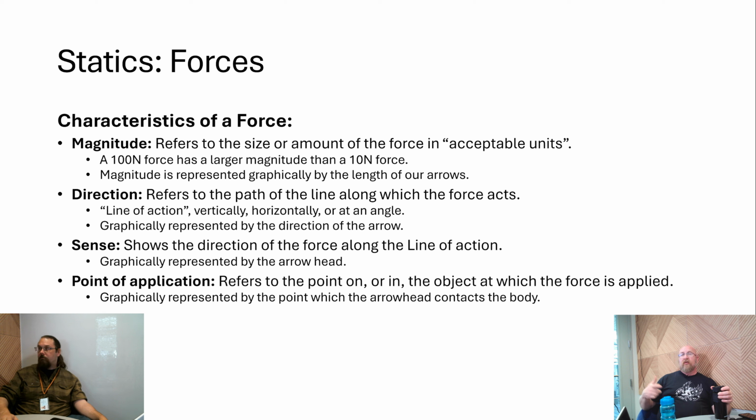So the direction indicates an angle that it's going off, but it could also be going in the opposite direction along that same line. So there is this thing called a sense, which is basically an arrow that says the force is going in this direction. It indicates the direction of force. And then you have the point of application, and this could be at the head of the arrow, or it could be at the base, the tail of the vector. But that is where it's applied to an object.